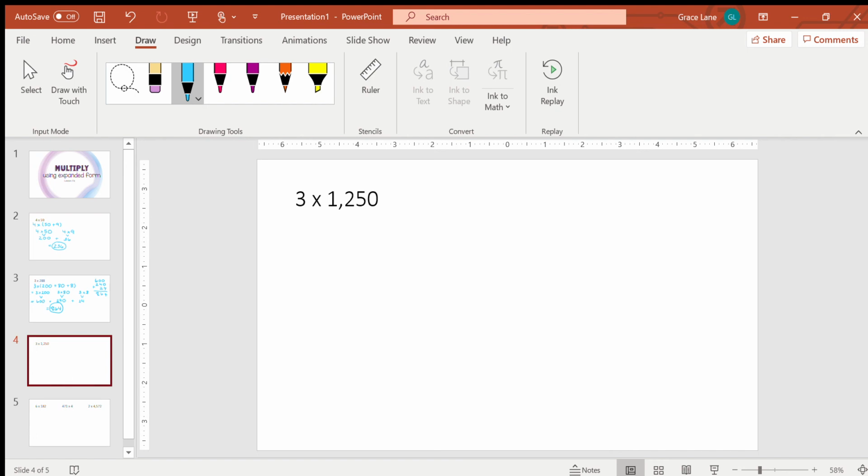So 1,250 in expanded form is 1,000 plus 200 plus 50, and then plus 0. You don't have to write the plus 0 because anything plus 0 won't change. So then we're multiplying by 3.